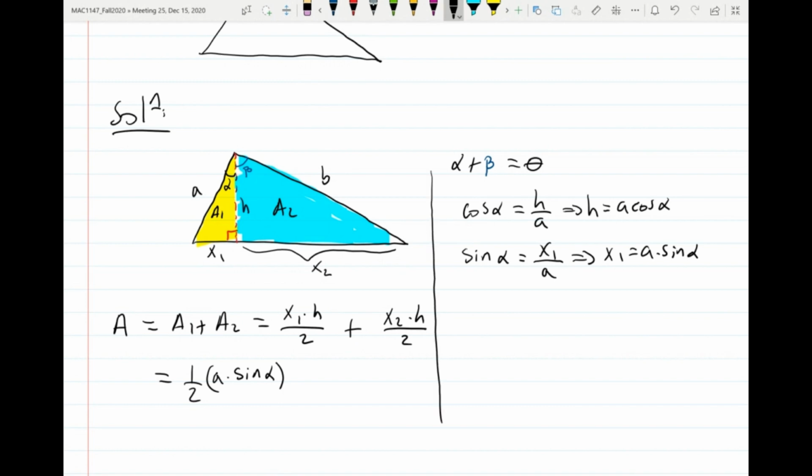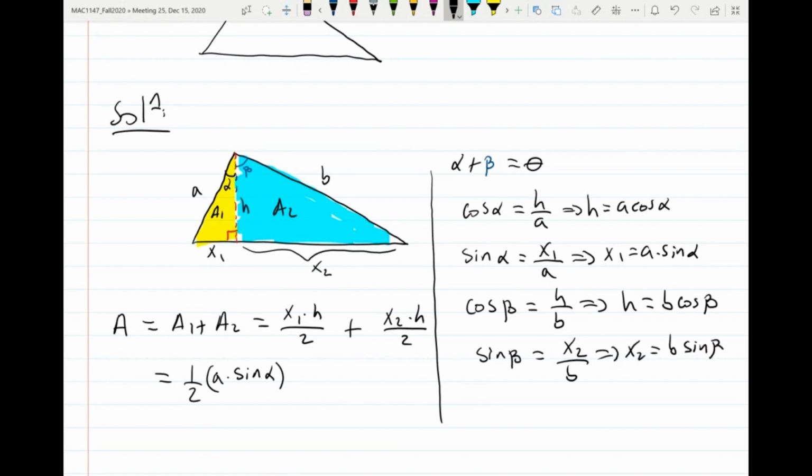Now let's use the blue triangle. What do we know about H according to the blue triangle? We can use cosine of beta. Cosine of beta is equal to H over B, so H equals B times cosine of beta. Similarly, what can we say about X2? We can use sine. Sine of beta is X2 over B, so X2 equals B times sine of beta.